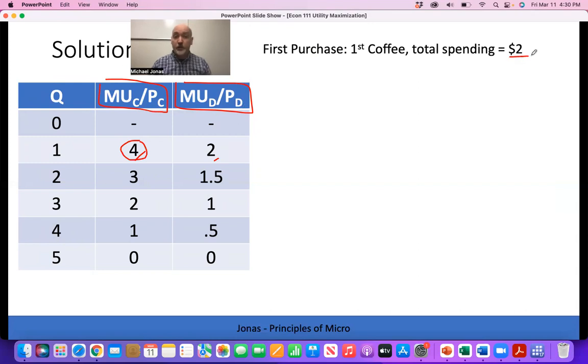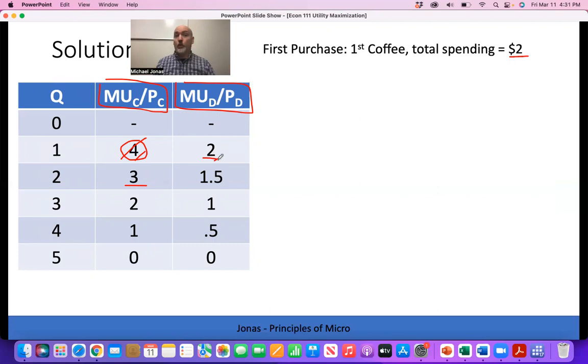So we've got to keep track of our spending, right? Because we can only do this until our budget is exhausted. Now, here is the trickiest step of this process, right? It's recognizing that once we purchase and consume that first unit, we can't get that same level of utility again, right? So now the comparison, right, that first cup of coffee is gone. Now the comparison is between the second cup of coffee, which still gives us 3 units of utility per dollar, and the first donut. Okay?